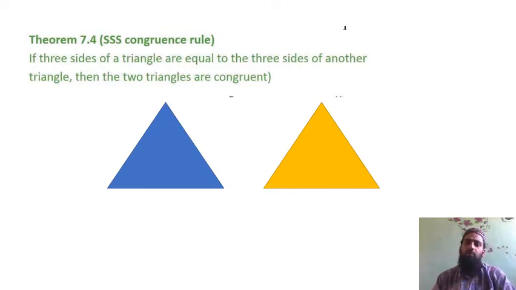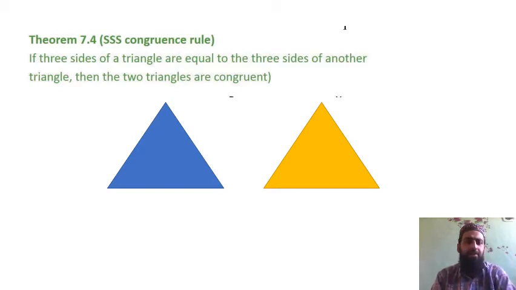Today we are going to do theorem 7.4, which is side-side-side congruence. Remember, up to this point we have only proved two conditions of congruence. The first one was side-angle-side, and the second one was angle-side-angle. So today we are going to prove the third condition of congruence, which is side-side-side congruence.